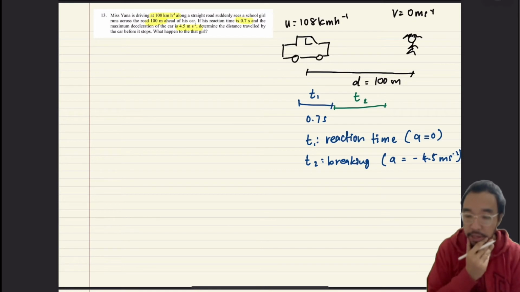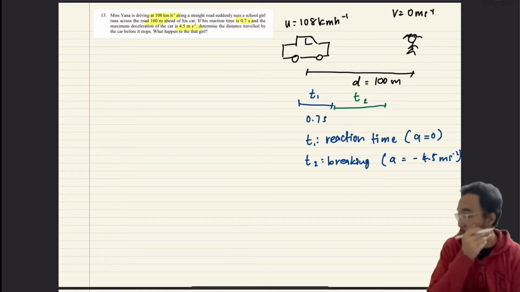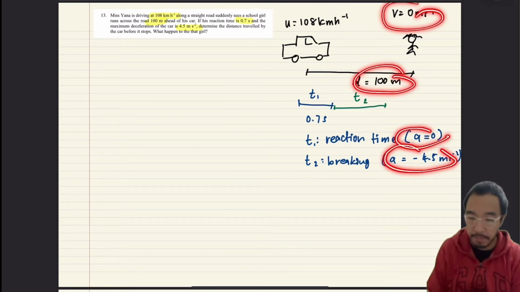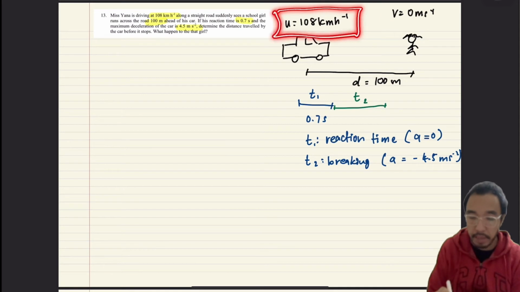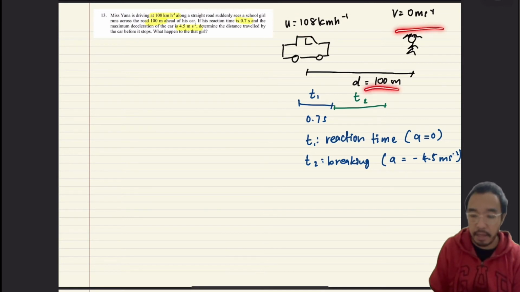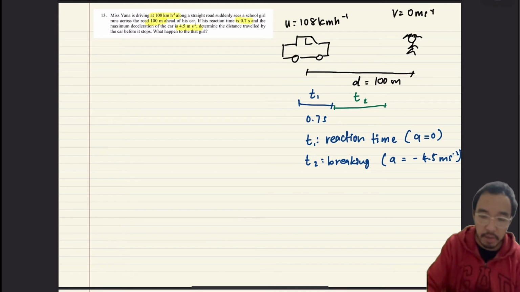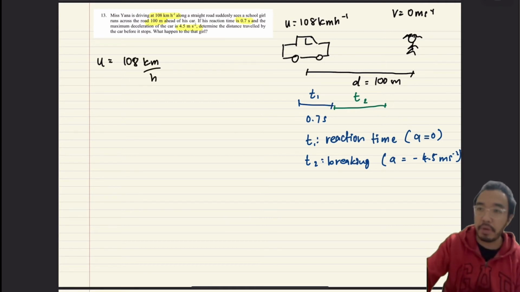Interesting question. First thing first, you will see that all the units are in SI units, except for U. If they give you the deceleration in kilometers per hour and the time in hours, you can stick with that unit. But since everything else is in SI units, we might as well change this one. How to convert? It is from chapter 1. Given that U is 108 kilometers per hour, I put that as a fraction.